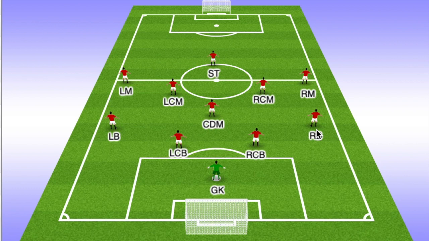Okay, and the unique part of this formation is that we have a center defensive midfielder that is there to essentially occupy that space between the center backs and the midfielders, but more so to support the left center back and the right center back, so that the left back and the right back have a little bit more freedom to push up, along with the left midfielder and the right midfielder.